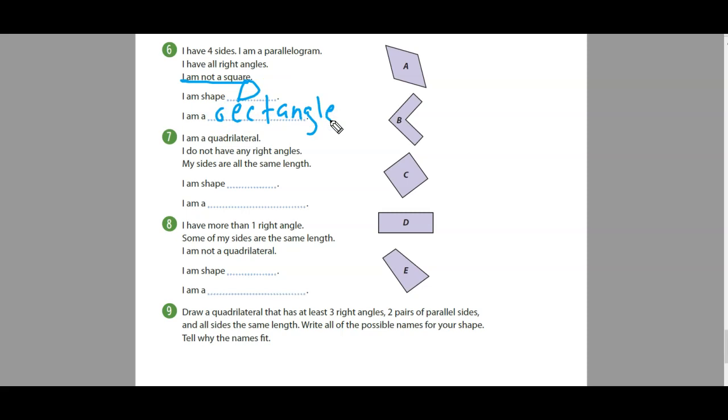7 says I am a quadrilateral. I do not have any right angles. So right now it's probably going to be A or E. All my sides are the same length. What shape? Oh, so that would be A, because all these sides are the same length. This side is not the same length as that side, so it's A, and it's called a rhombus.